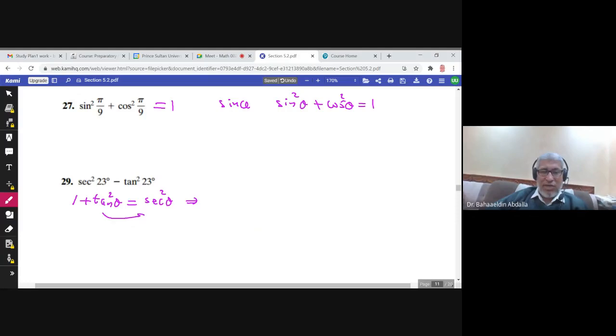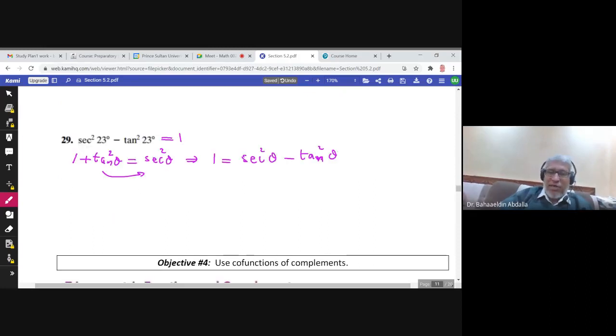Okay, so if you bring tan to this side, you will have 1 equals secant square theta minus tan square theta. So always secant square minus tan square would be 1. So here I have secant square 23 minus tan square 23. The answer is 1 without using a calculator. If you want to check using the calculator, you will find that the answer is 1 using the identities.